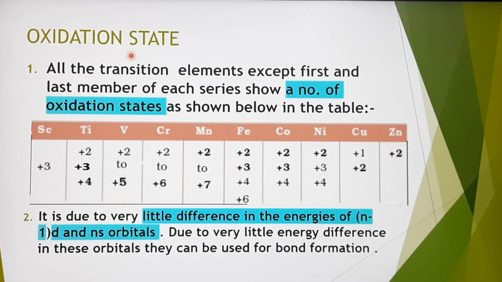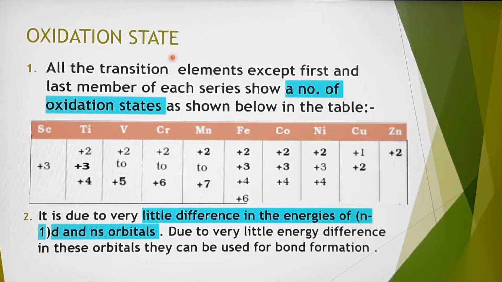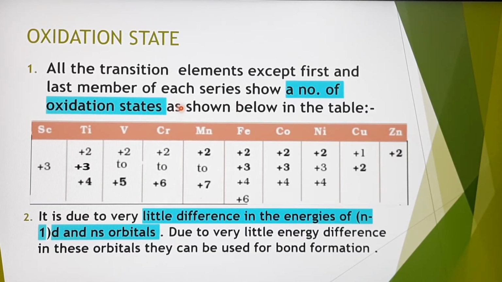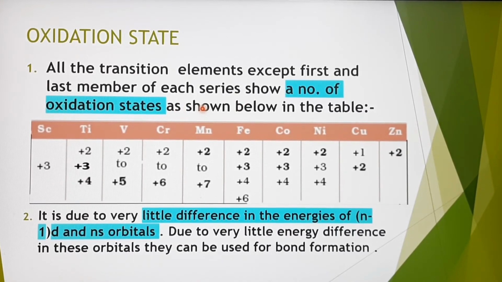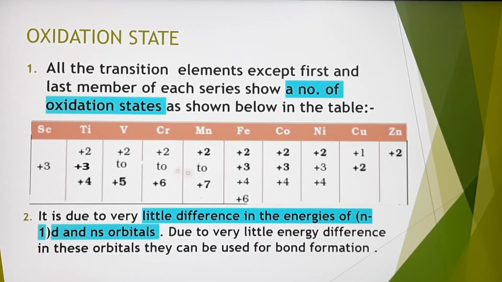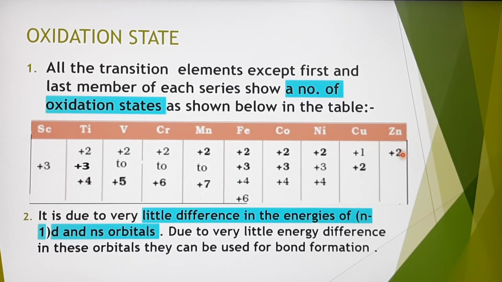Next property of transition metals is oxidation state. All the transition elements except the first and last member of each series show a number of oxidation states, means show variation in oxidation state as shown in the table. That is, scandium shows +3 only, because of acquiring the nearest noble gas configuration after losing 3 electrons. Zinc shows +2 oxidation state only, because after losing 2 electrons the d orbital is completely filled. Rest of the members show variation in the transition series.